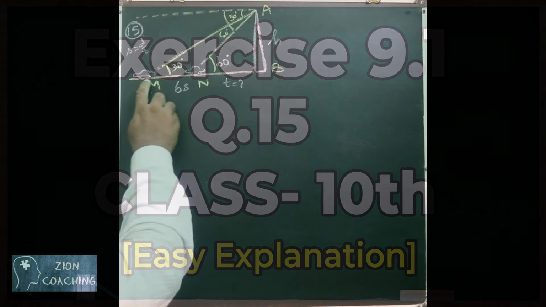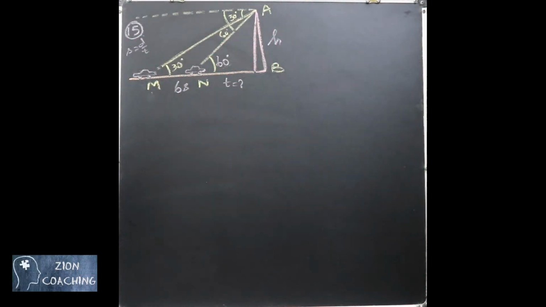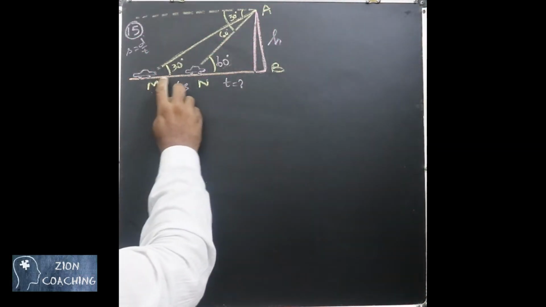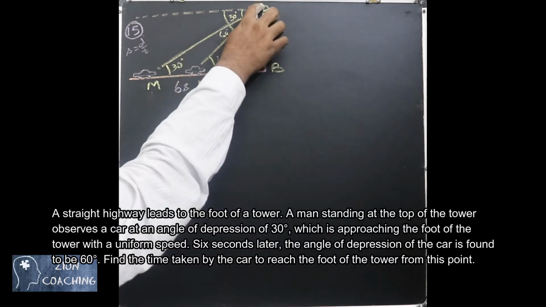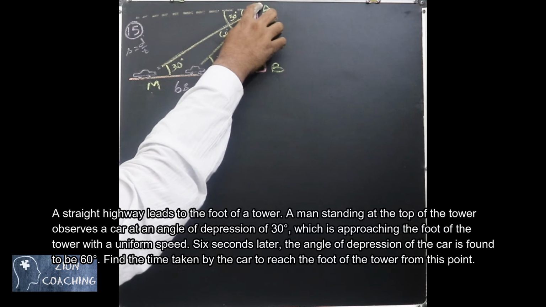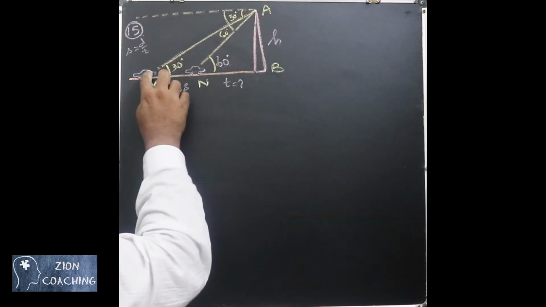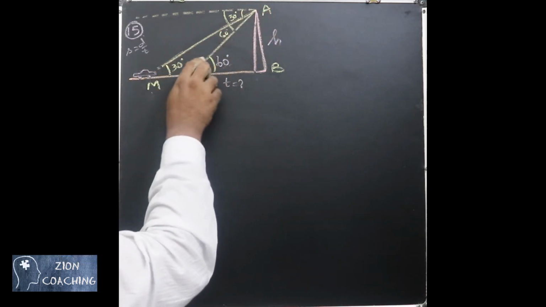There is a straight highway which is leading to the foot of a tower. Now there is a person standing on the top of the tower. He is looking at a car which is coming towards the tower.